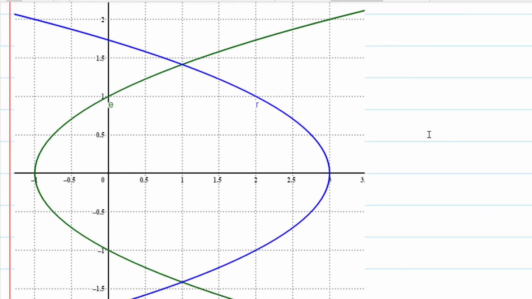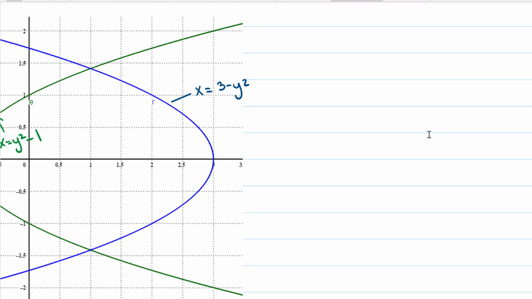Alright, so here we go. It's important to note that this graph right here represents x equals 3 minus y squared. And then this graph here represents x equals y squared minus 1. So we take our two graphs, and we're going to do some algebra with them. We have x equal to y squared minus 1 as our green graph, and x equal to 3 minus y squared as our blue graph.